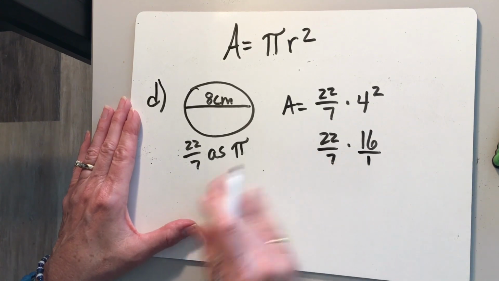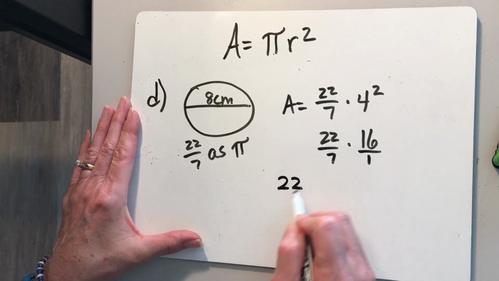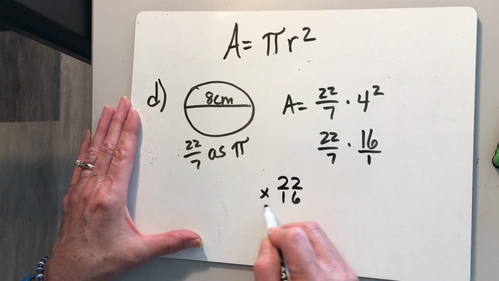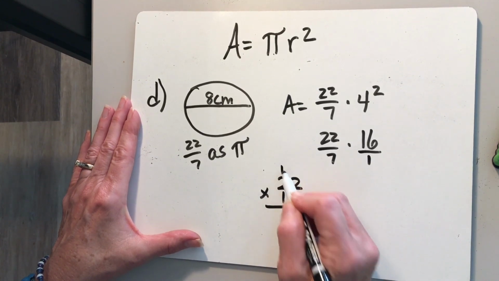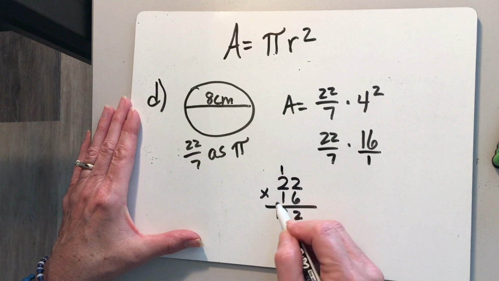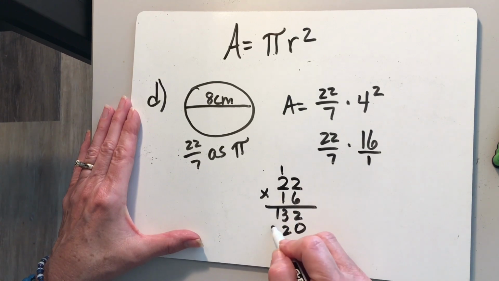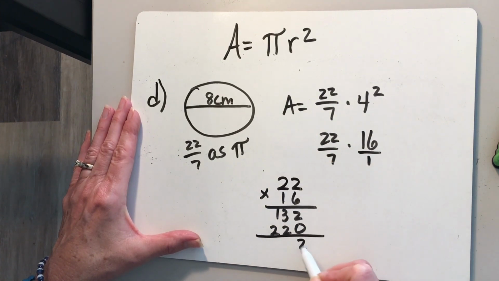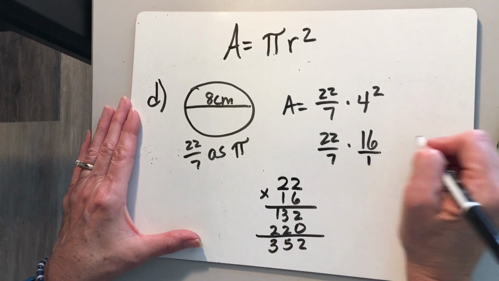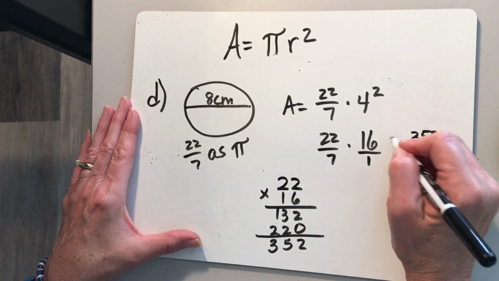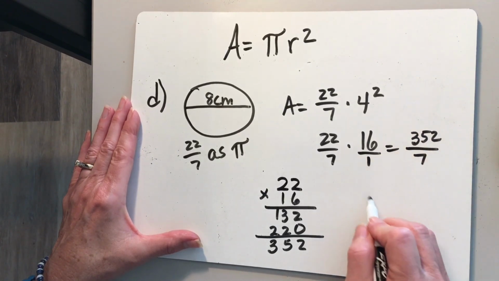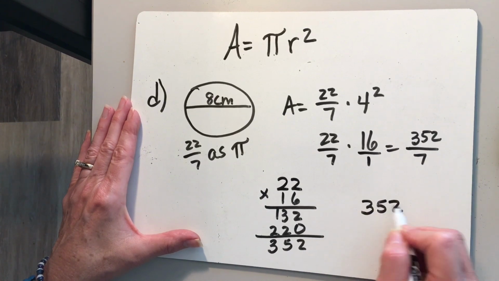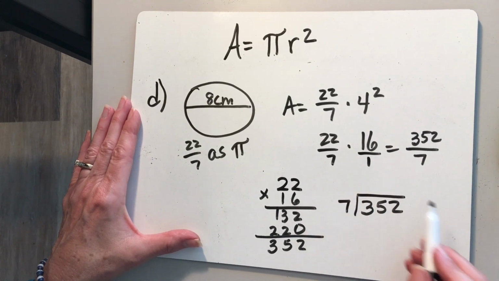This is not a fun problem. Just saying. So we're going to have to multiply 22 times 16. And 2 times 1 is 2. And because we didn't carry the second time around, it's 2, 5, and 3. 352. Is that? Yeah. Okay, so this is equal to 352 over 7. So now we have to take 352 and divide it by 7.